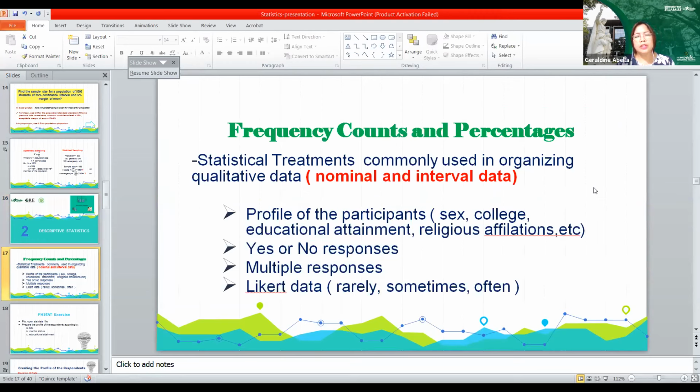If your research objective requires the participants to answer yes or no, then the statistical treatment that you are going to apply is frequency counts and percentages. The same applies to questions that require multiple responses and Likert data, like rarely, sometimes, often, or, as I said a while ago, strongly agree, disagree, and strongly disagree. These are Likert data. The statistical tool that you will apply is frequency counts and percentages.